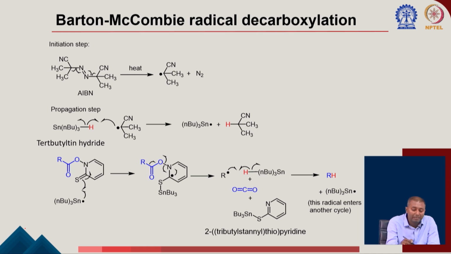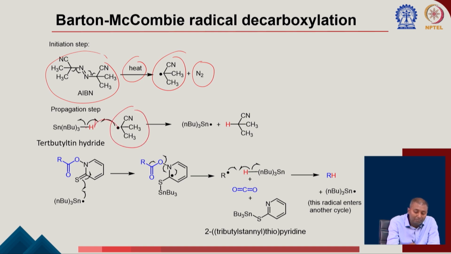So now we are going to learn about the mechanism of the Barton-McCombie decarboxylation reaction. First thing is the initiation step, where the AIBN is going to decompose in the presence of heat to generate this radical and N2. So now what is going to happen? This radical can take the weak bond between the tin and the hydrogen, cleaving it to generate the tributyltin radical here. The tributyltin radical can now interact with this carbon-sulfur double bond. That bond is getting cleaved to generate a radical next to nitrogen, which is going to form a bond here, and it is going to allow the cleavage of this nitrogen-oxygen bond.